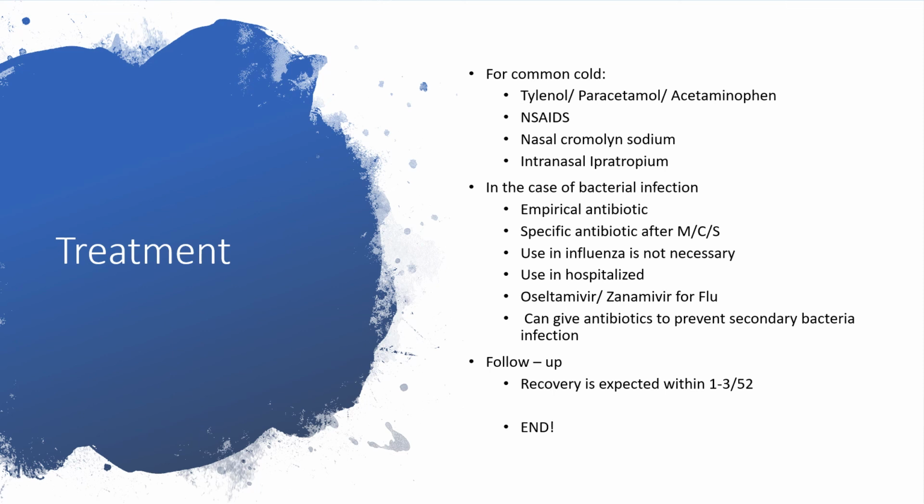It is not necessary to use antibiotics in influenza, that is in flu, but it would be nice. Sometimes you can be dealing with secondary bacterial infection. So if you suspect that, there's no harm. You can use antibiotics in hospitalized patients as well. Oseltamivir, that is Tamiflu, or Zanamivir, that is Relenza, could be used in patients with flu. But of course, it has to be within the short time that the situation occurred, right?